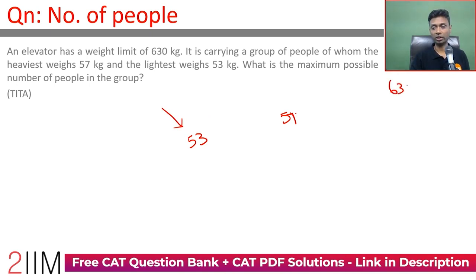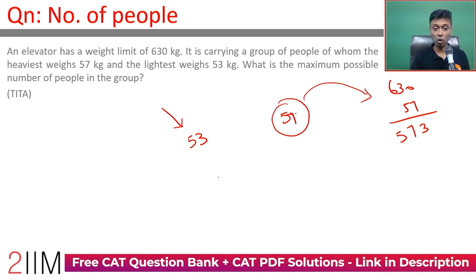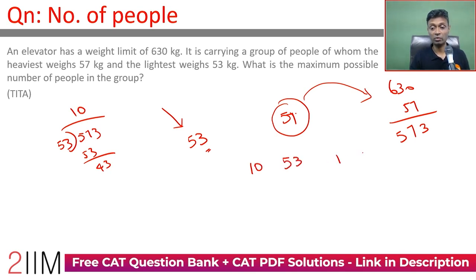So out of 630, subtract 57. 10 minus 7 is 3. 12 minus 5 is 7. 573. Wonderful. Now there's one guy who should have weighed this much. Set aside that guy, and then the remaining all should weigh this much. 573 divided by 53. So 53. 10 people. 10 people weighing 53 kilograms and 1 weighing 57.